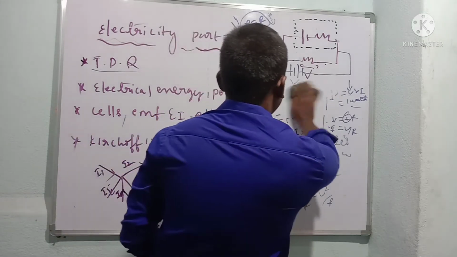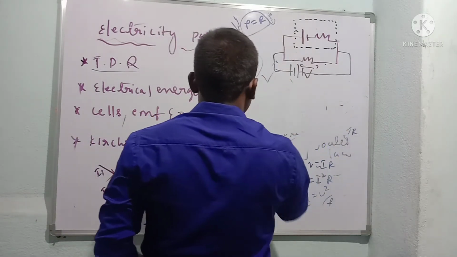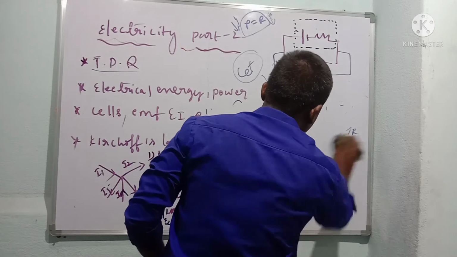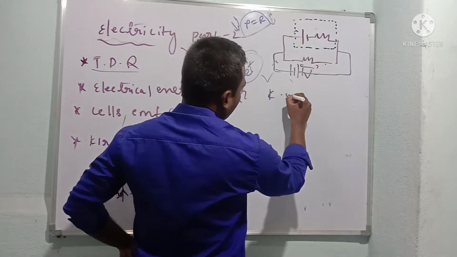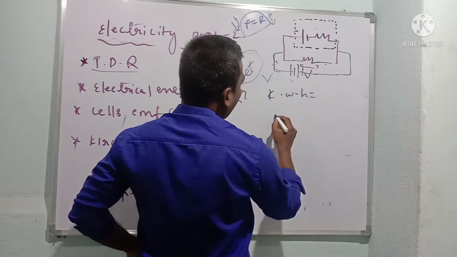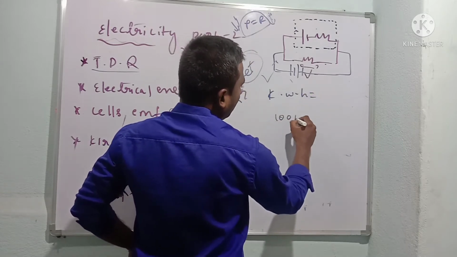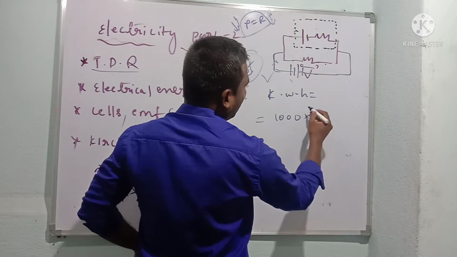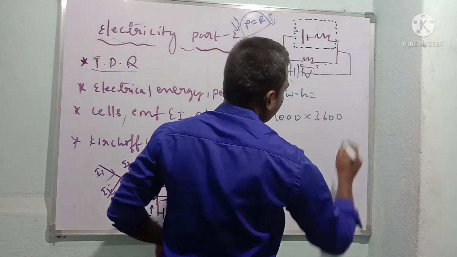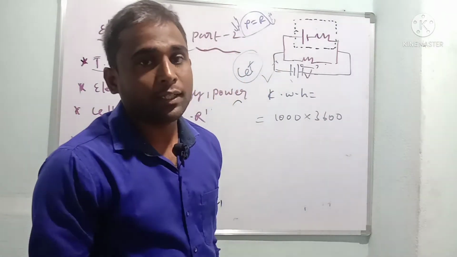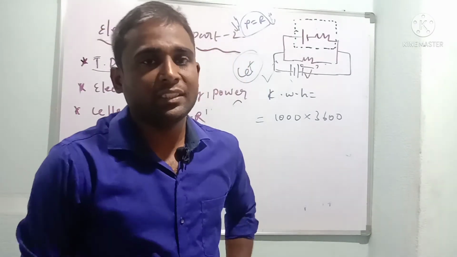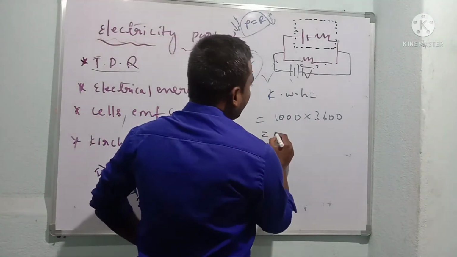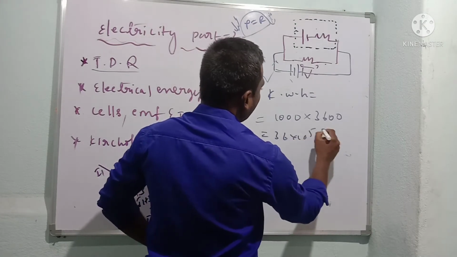Kilowatt hour, as I told you, is the amount of heat energy which is consumed in 1 hour. So kWh: kilowatt means 1000 joules into 3600. Why did I write 3600? 1 hour in terms of seconds: 1 hour is equal to 3600 seconds. It becomes 36 into 10 to the power of 5 joules.